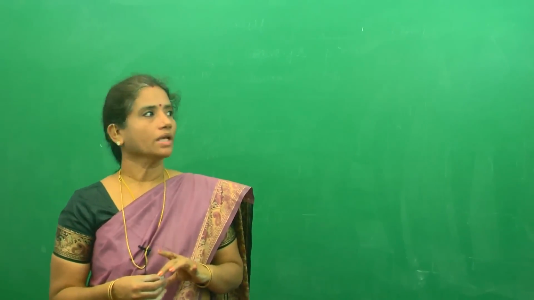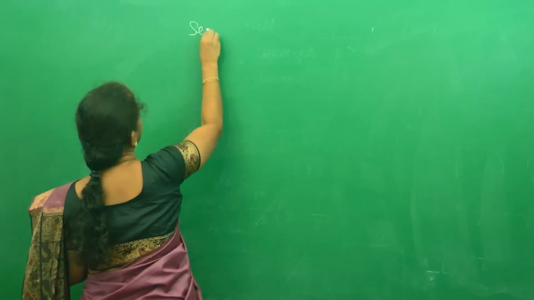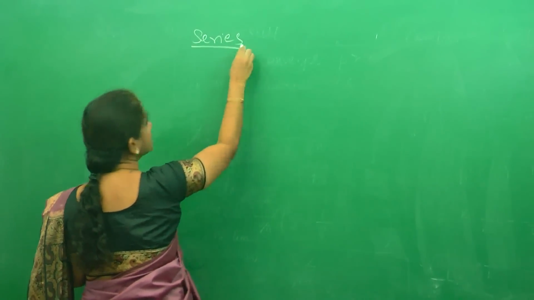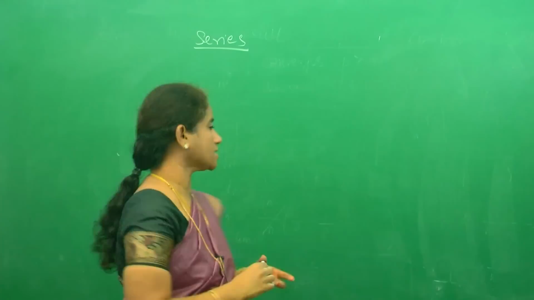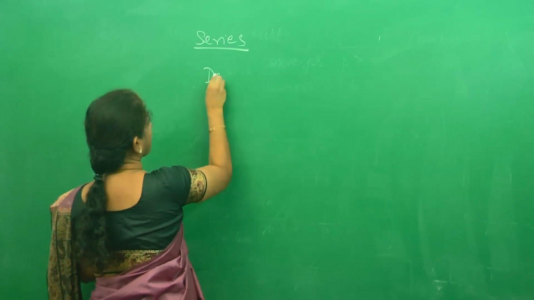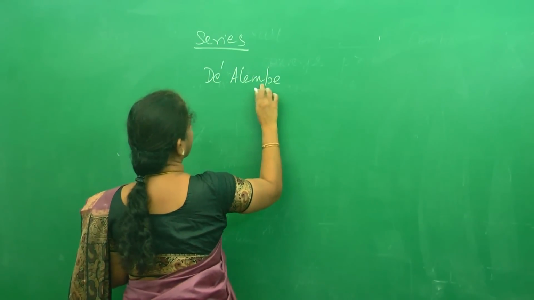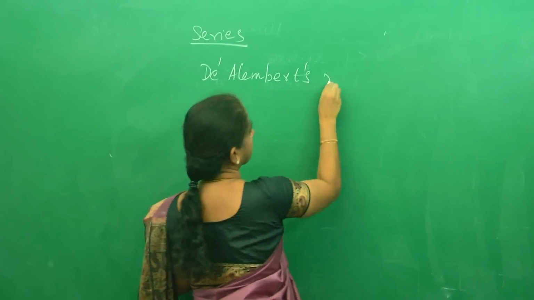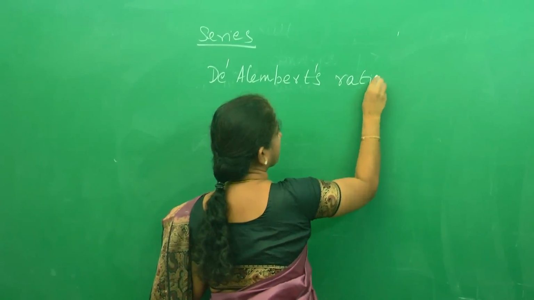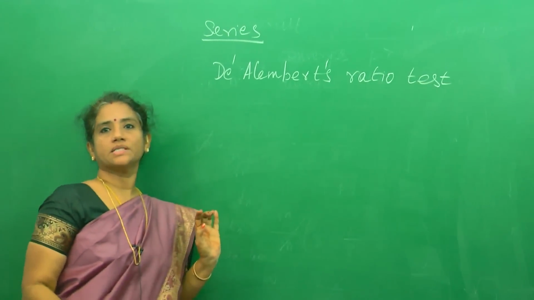Hi everybody. In this session, we are going to study the convergence or divergence of a series, and we are going to use D'Alembert's ratio test. Okay. So what is D'Alembert's ratio test?